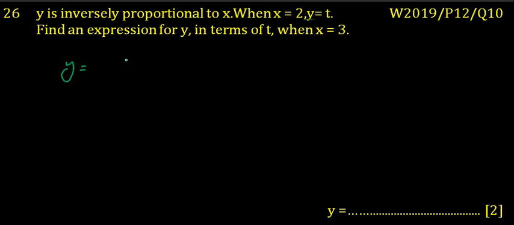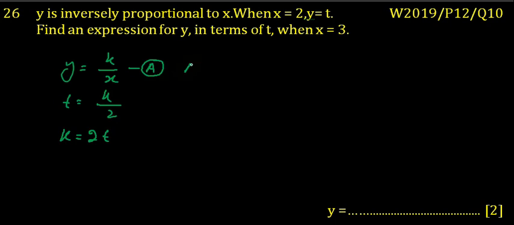So y is inversely proportional to x, so we write y is equal to k upon x. That is equation A. Now we have to replace the value of y and x as given. Y is equal to t when x is equal to 2. So k may be written as 2t.